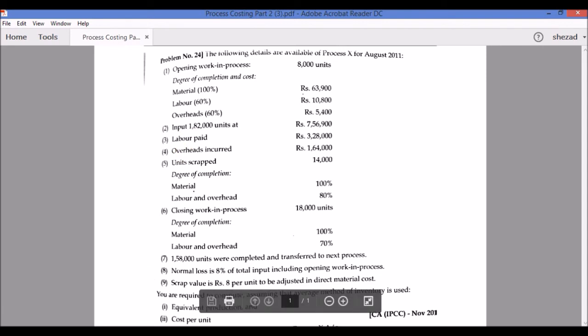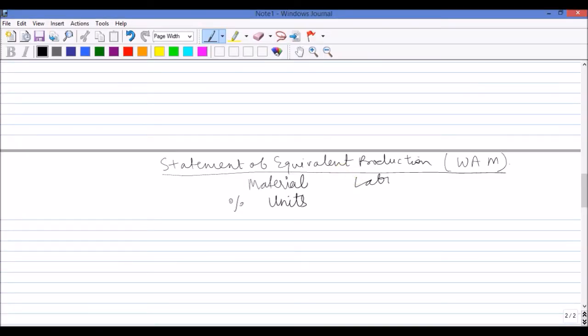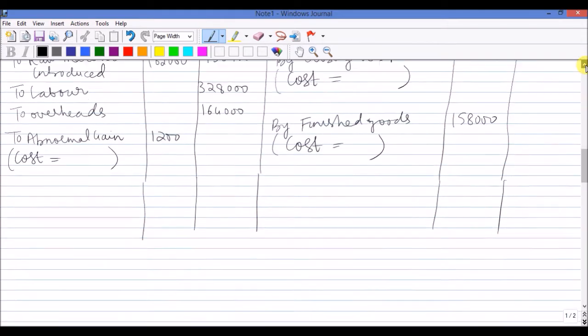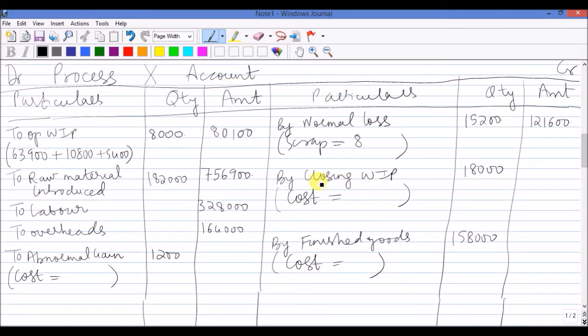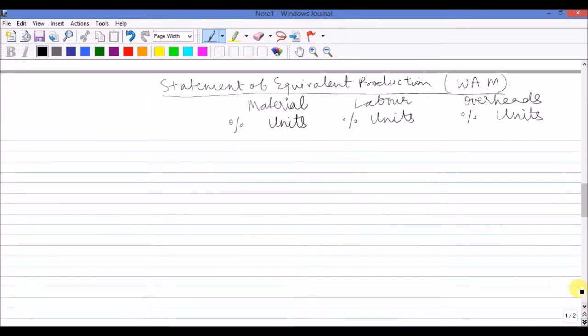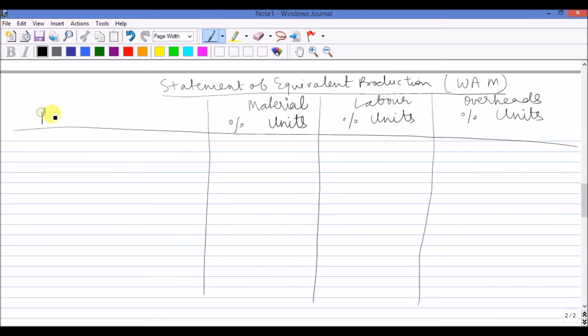Then labor and overheads. Here we are going to write labor, and here we are going to write overheads. This is percentage in units, and this is also percentage in units. Now friends, we need to find the closing work in progress, and we need to find the cost of closing work in progress. There is no difference in FIFO and weighted average for this calculation. So things which are similar, I am doing first. Here you can write particulars.